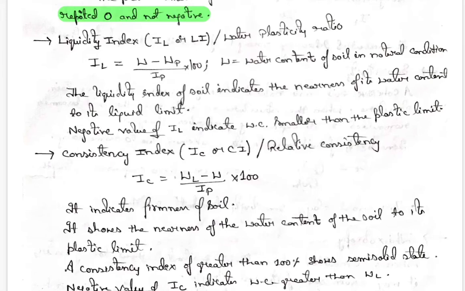Next we will see liquidity index. It is denoted by IL or LI. It is also known as water plasticity ratio. Liquidity index is given by water content of the soil in natural condition minus WP, that is plastic limit, divided by IP, that is plasticity index, into 100.